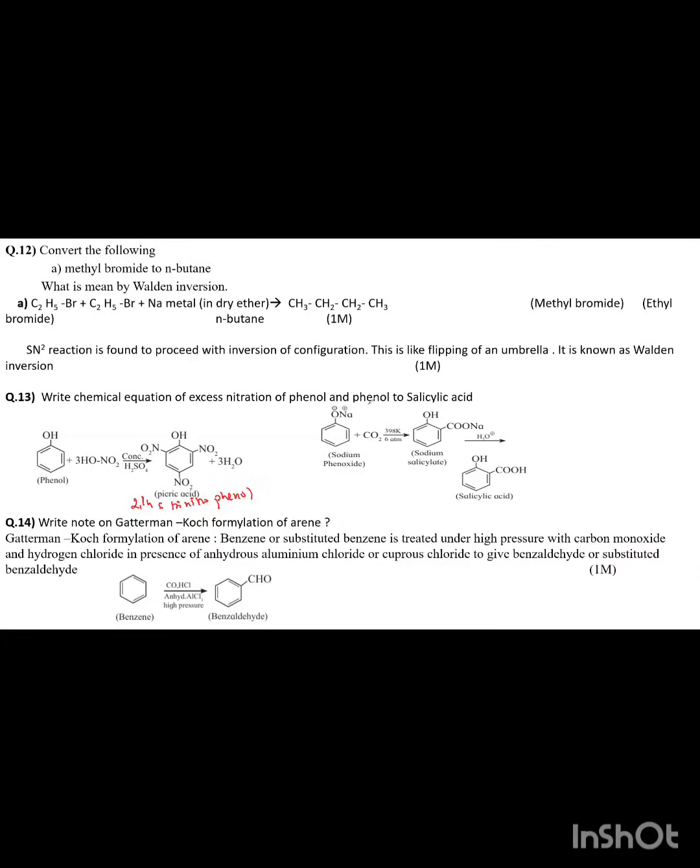Second, phenol to salicylic acid. When phenol is reacted with NaOH, you will get sodium phenoxide, which on carboxylation gives sodium salicylate. On hydrolysis it gives salicylic acid.